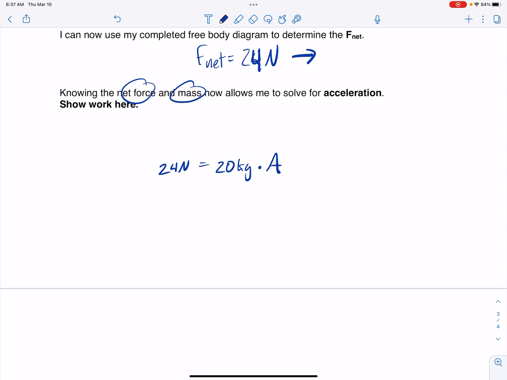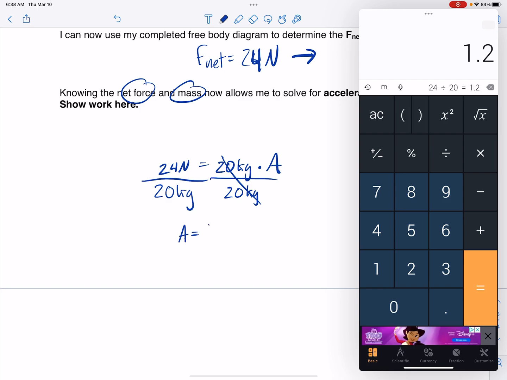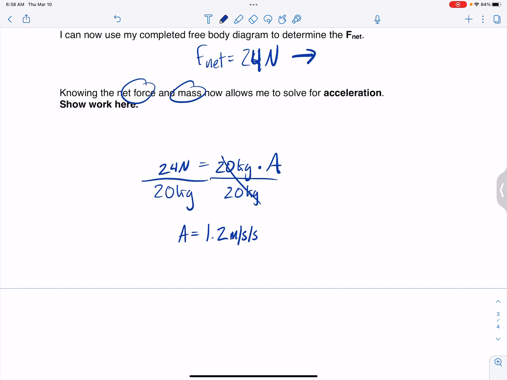So here we go. We've got to get a all alone. This is algebra stuff, right? I'm going to divide both sides by 20 kilograms to cancel that out. And here we go. 24 divided by 20 is going to give us 1.2. So acceleration is equal to 1.2 meters per second squared, because we're talking about acceleration now.